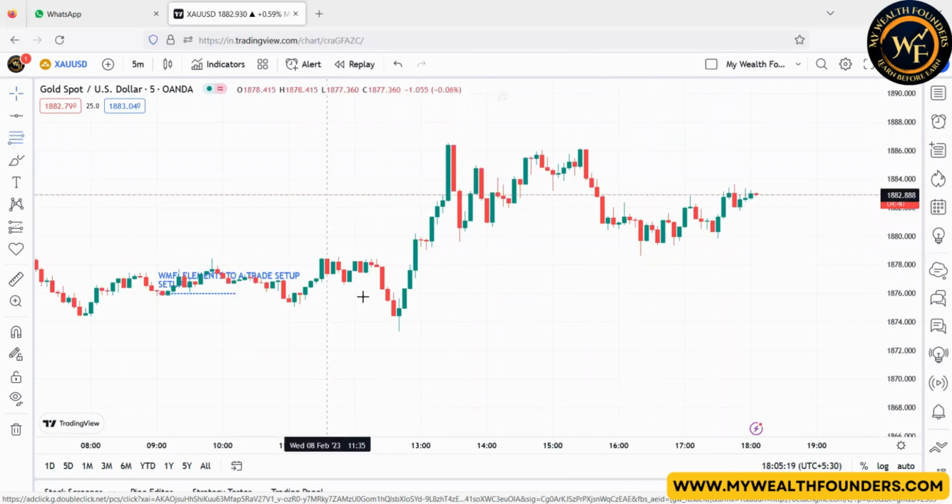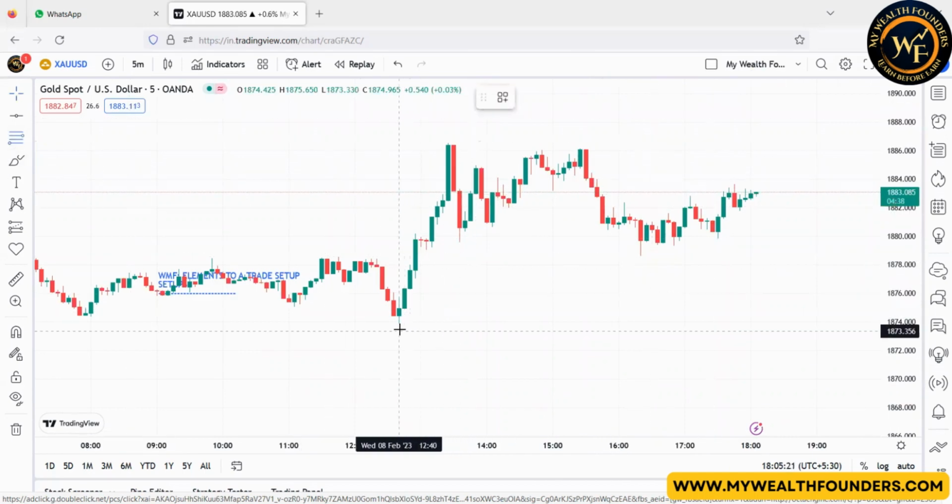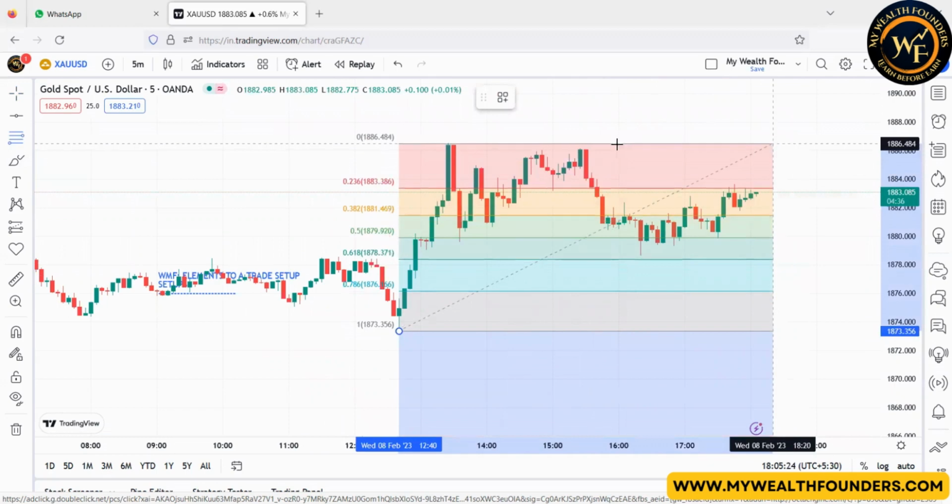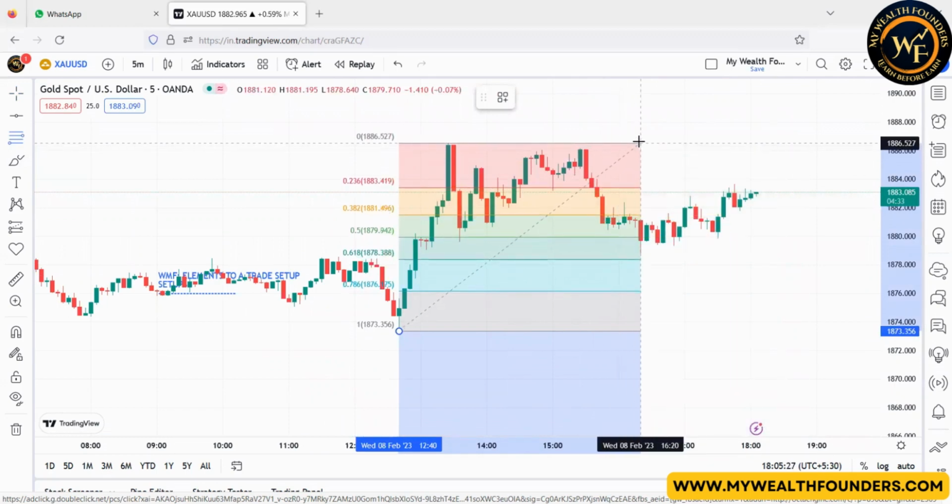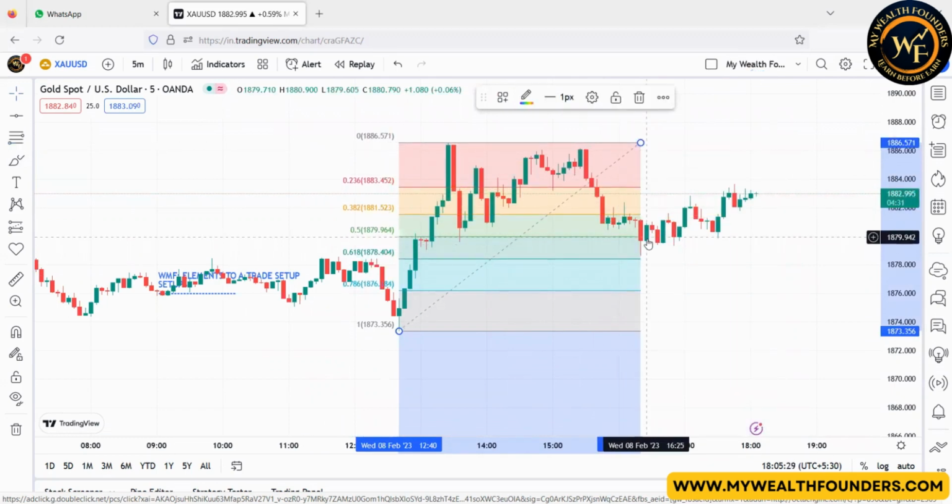Okay, so again I will take the Fibonacci. That market has gone away, so I'll draw a Fibonacci over here. Fine. So the market had almost more than 51%, so almost close to 61% retracement over here.